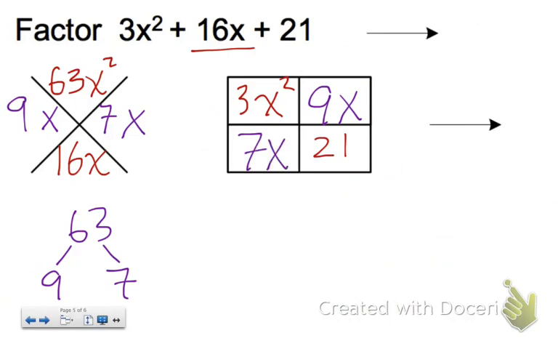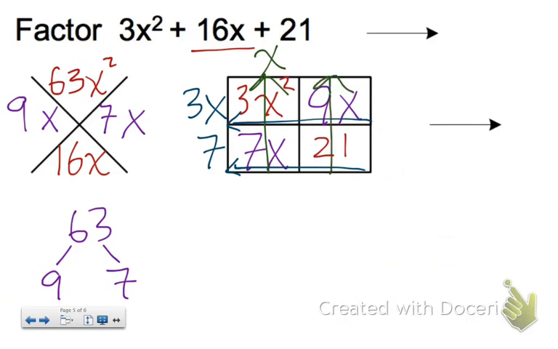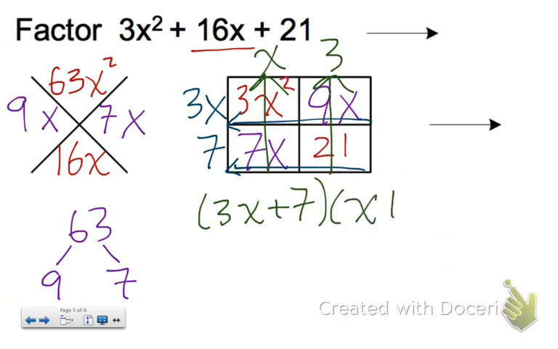And then I'm looking for the GCF. So first off, I have 21 and 7x. Their greatest common factor is going to be a 7. 9x and 3x squared, well, their greatest common factor is going to be a 3x. Then 7x and 3x squared, their greatest common factor is going to be an x. And 21 and 9x, their greatest common factor is a 3. So now I'm left with 3x plus 7 times x plus 3.